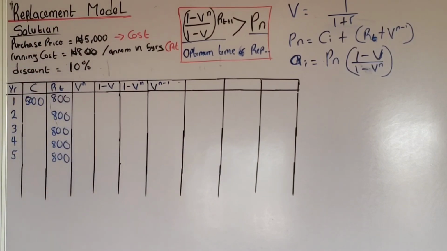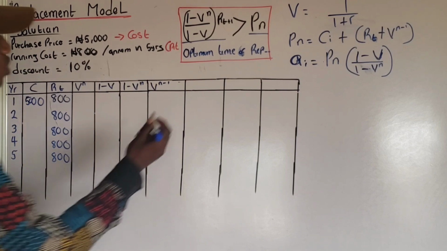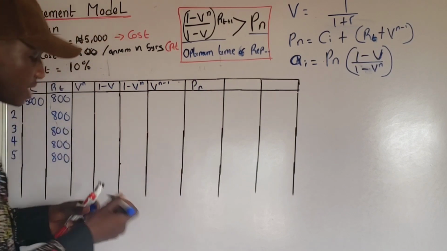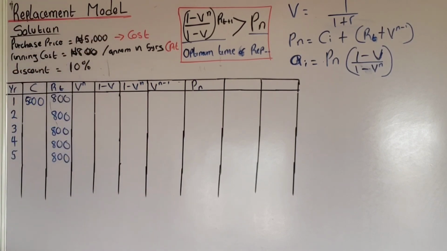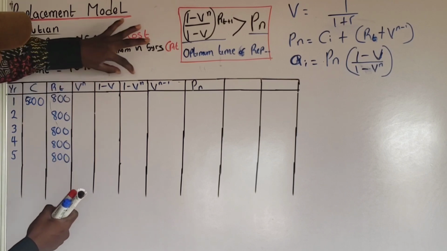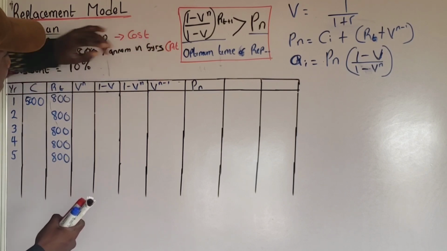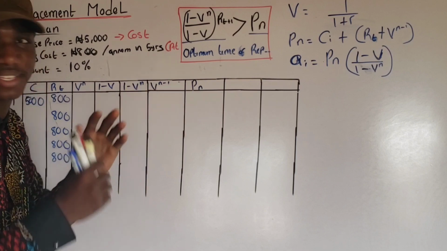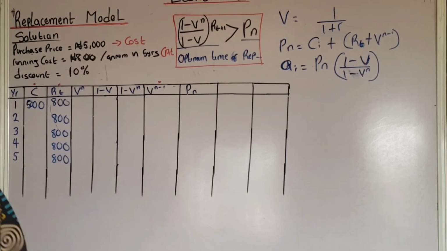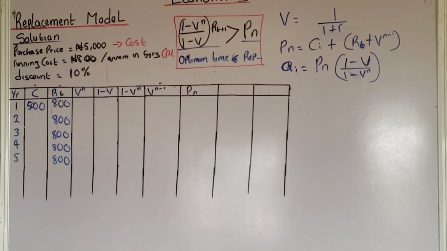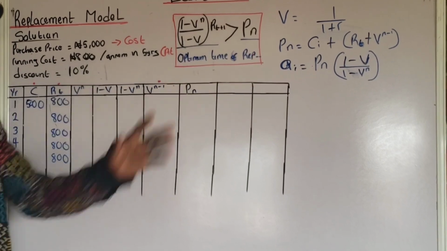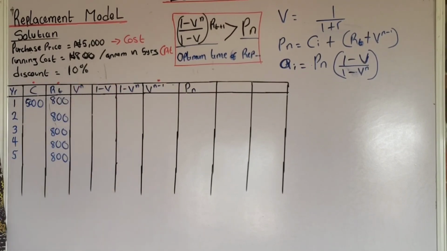Okay, now let us proceed. The next column will be the value of Pn. You understand? So this column will be for the value of Pn. Don't forget that Pn is the present value of the total cost. So you can see now that by knowing this and this, I can easily get the Pn of each year. You understand? Okay, are you paying attention? Now, looking at this formula, what else do we need on this table?